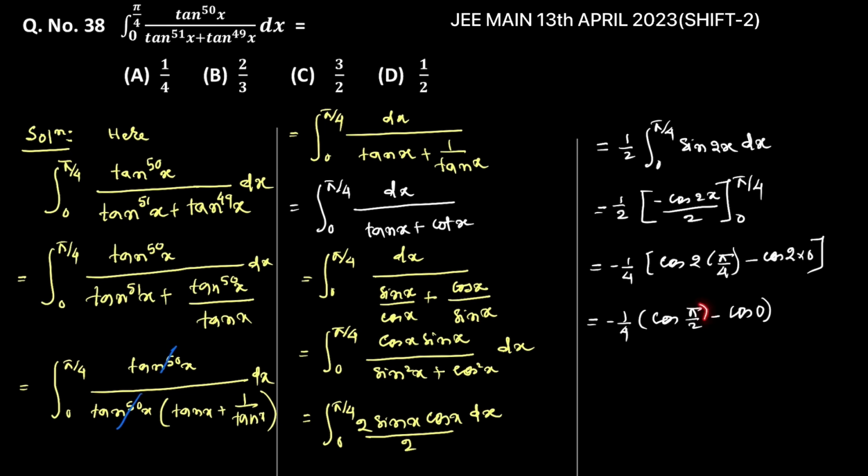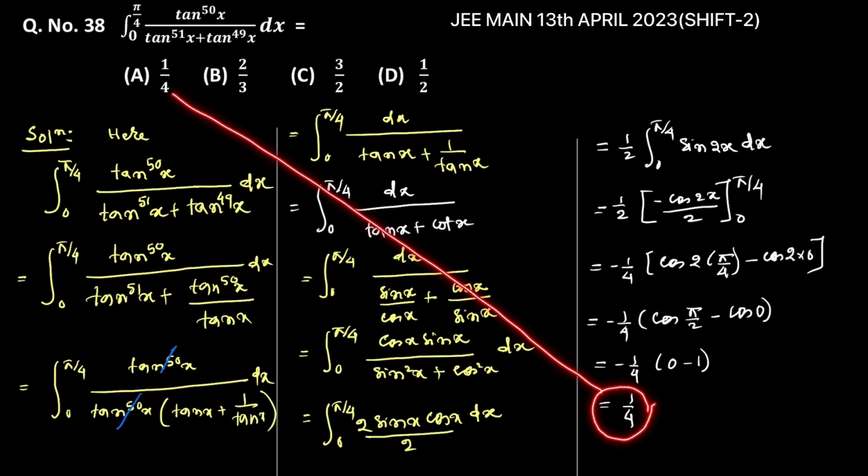Now cos pi by 2 is equal to 0, and cos 0 is equal to 1. Then we have minus 1 by 4 into 0 minus 1. If we simplify this, then we will get this is equal to 1 by 4. So 1 by 4 is our answer. If you see, option number A is our correct option.